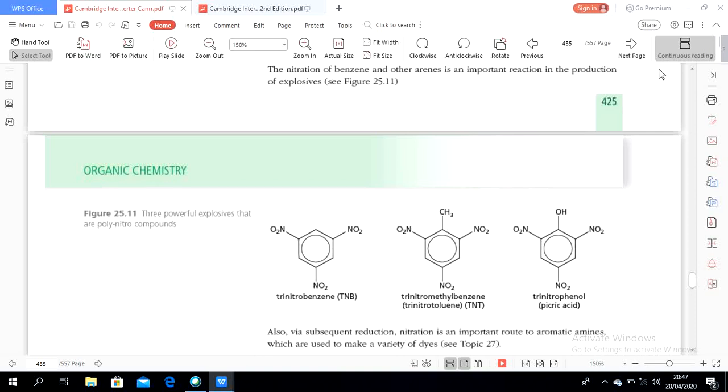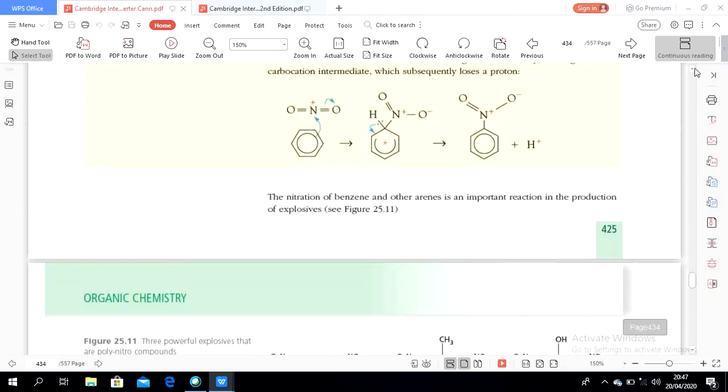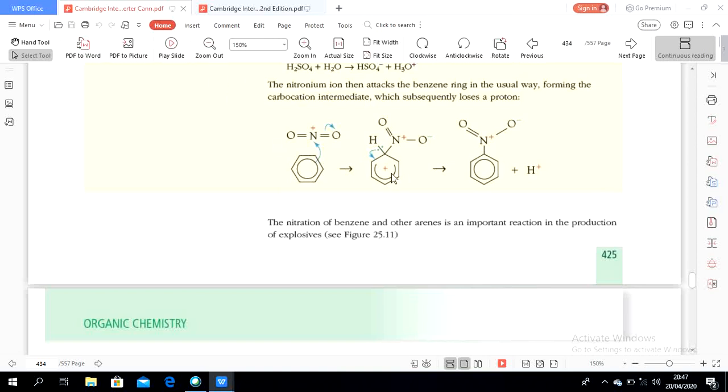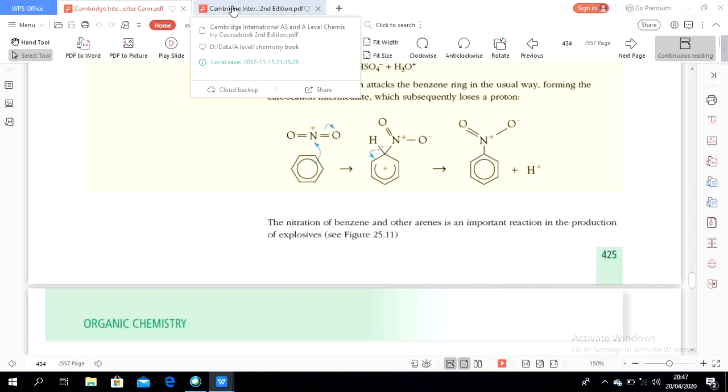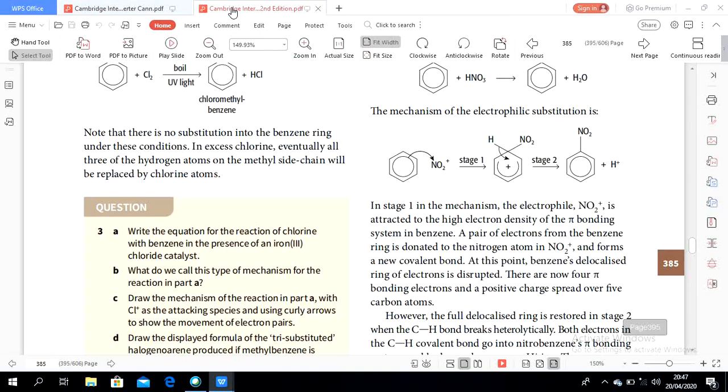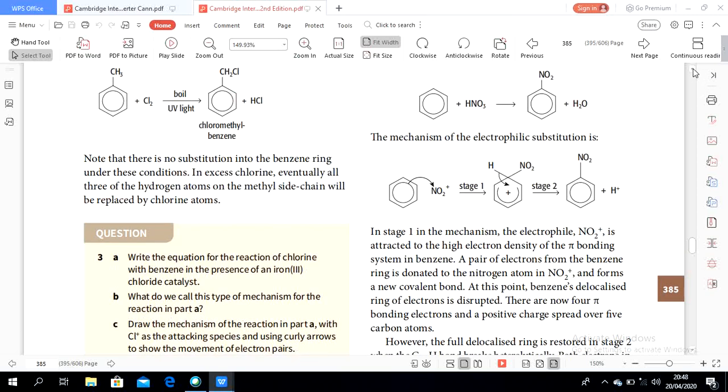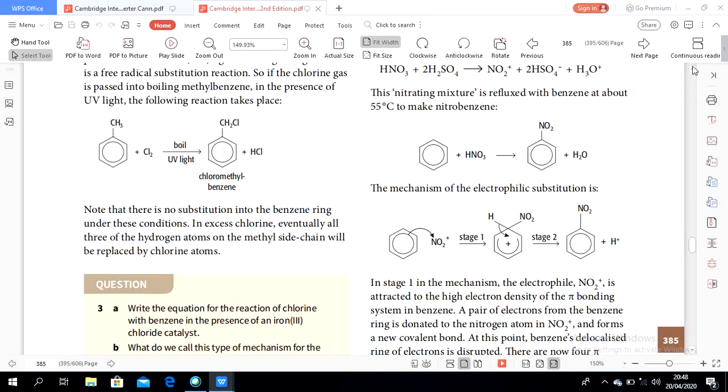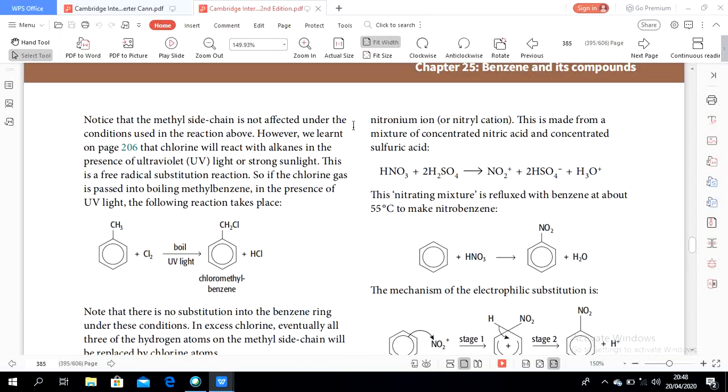Okay, before we continue this process, I'm going to explain using a different textbook. We know that studying from only one textbook will not be enough, so we have to use two different textbooks. One textbook explains the other. Let's see this one. This is the nitration of benzene. This is made from a mixture of concentrated nitric acid and concentrated sulfuric acid.